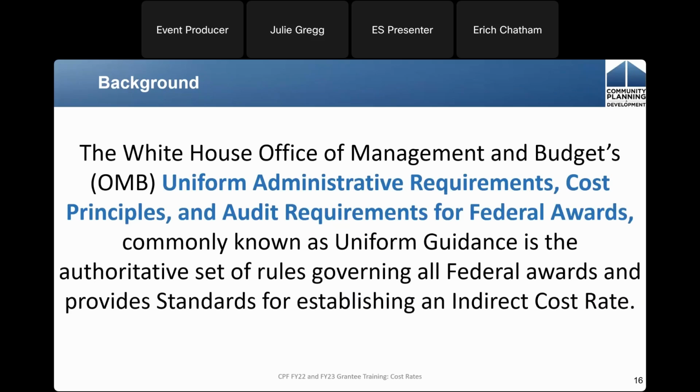So a little bit of background information on where this guidance and these regulations come from. The White House Office of Management and Budget, often only referred to as OMB, has published the Uniform Administrative Requirements, Cost Principles, and Audit Requirements for Federal Awards, commonly known as uniform guidance. This is the authoritative set of rules and regulations governing all federal awards and provides standards for establishing and documenting both direct and indirect cost rates. Next slide.